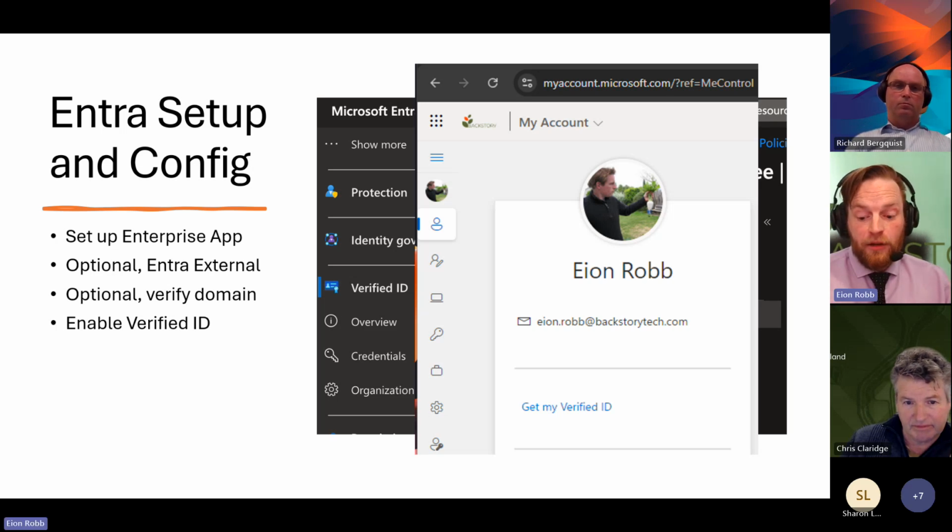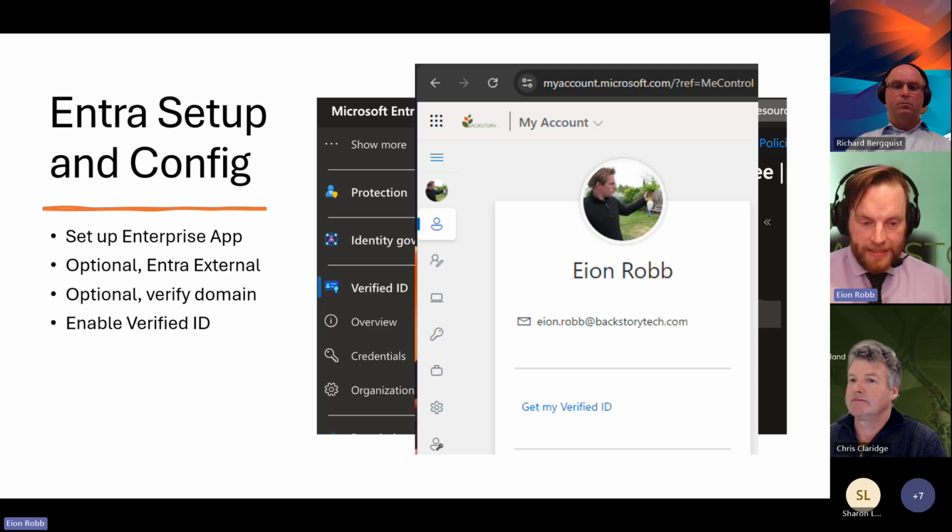And then finally, there's a little option to enable the verified ID. And once you've confirmed that you want to enable a verified ID across your system, it gives you a default credential that all of your users, all of your employees who are using Entra, will have out of the box. So if they go to the My Account page on Microsoft, they will get a little blue link that says Get My Verified ID. You tap on that and it will pop up with the QR code and scan in, and it will say that you are a verified employee of your particular company.